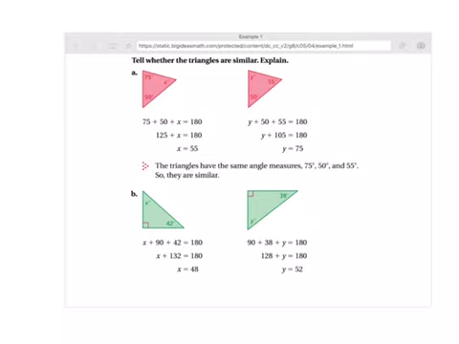So in this case, we do not have the same measurements because one triangle has 90, 42, and 48, and the second triangle has 90, 38, and 52. So they do not have the same angle measures, so these two triangles are not similar.